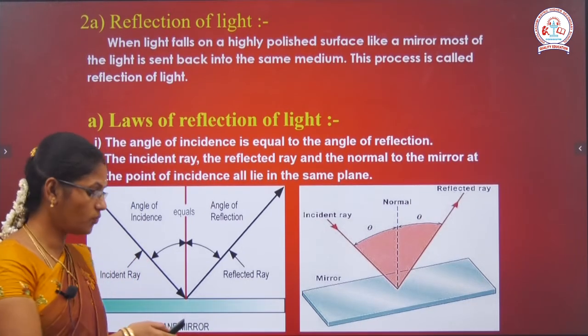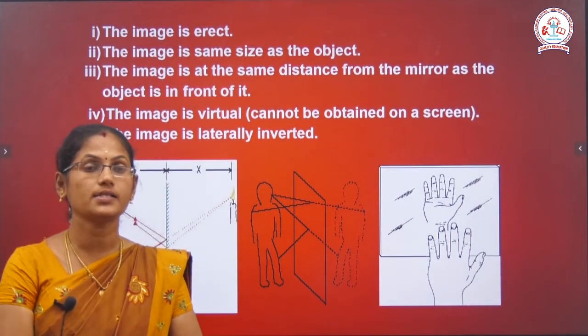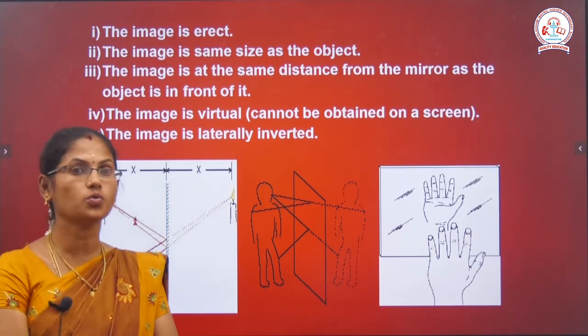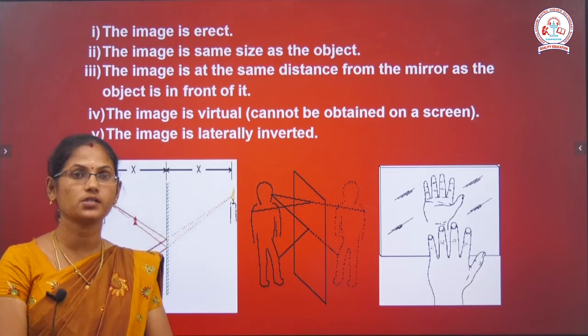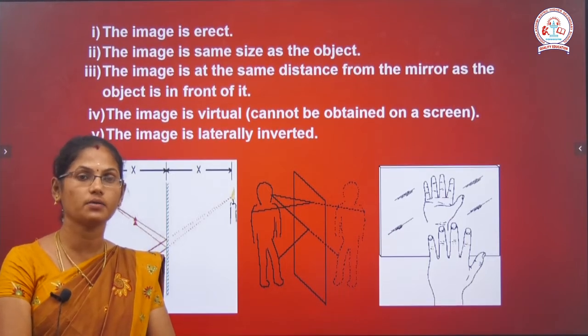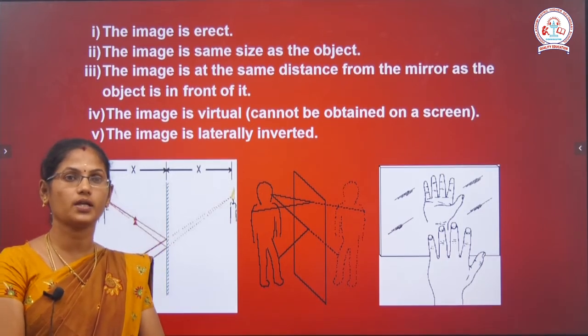And next we will move to images. There are two types of images. What are the two types of images? First one is virtual image and second one is real image. So what is a real image and what is a virtual image?